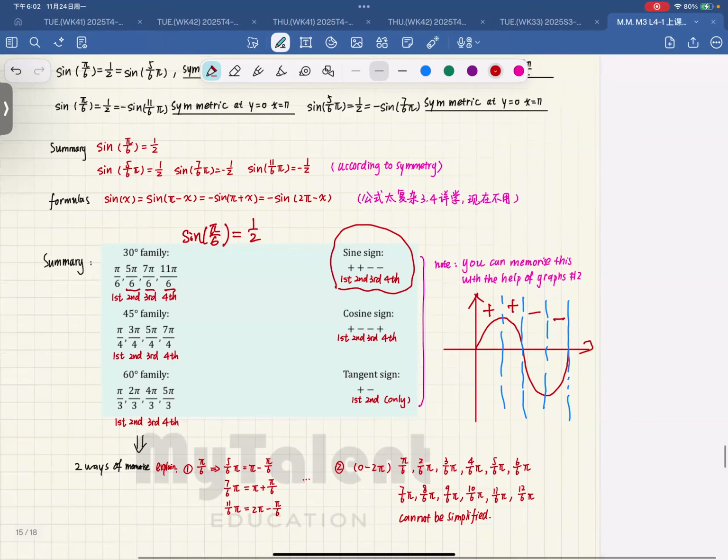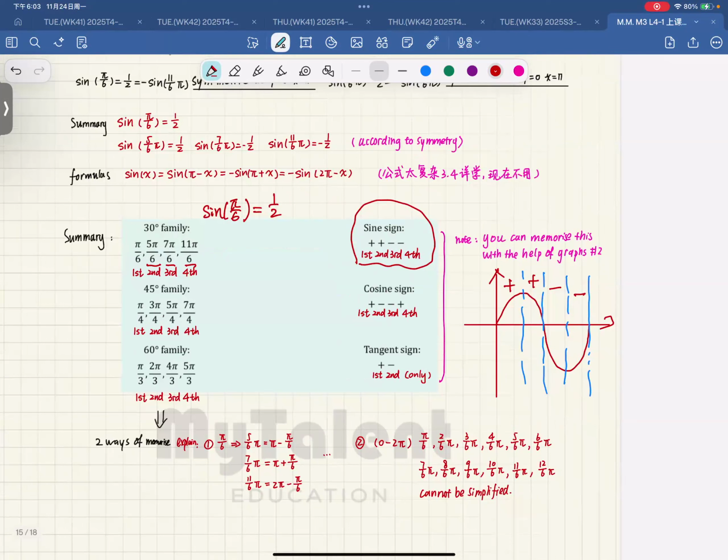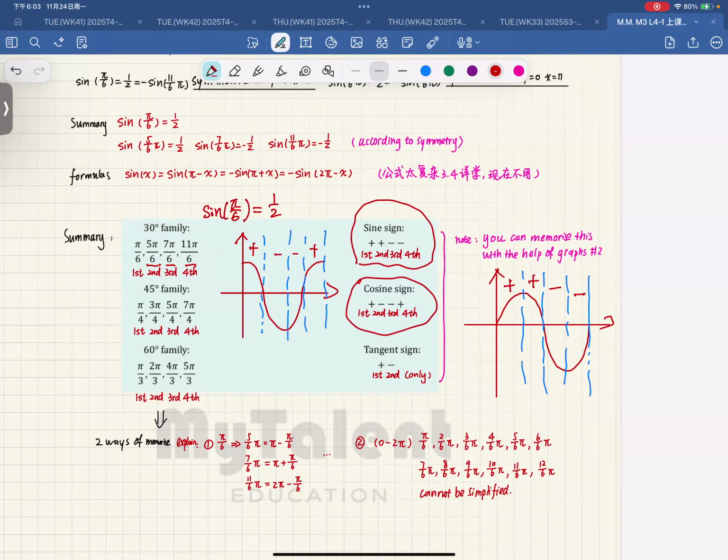Okay, for the cosine graph, I'll just draw it here. It's something like that, right? Again, we divide it into 4 parts. That's positive, that's negative, that's negative, that's positive. So that's why we have positive, negative, negative, positive. Does that make sense? Noah, you good?